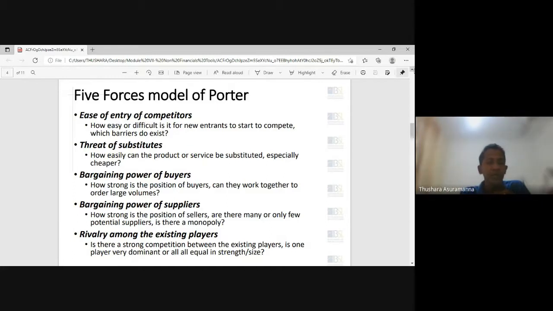Similarly, on the other side, how strong is the position of sellers? Are there many or only a few? Is there a monopoly? What are the terms of trade? That is from the supplier's perspective. Finally, strong competition between existing players. Is it one player, few players, or many players? If so, it's a price war, or it's non-price marketing. Those are the things we need to understand in a given market.